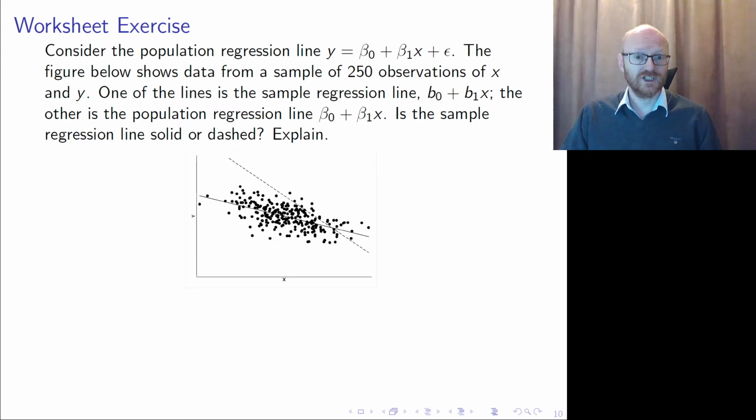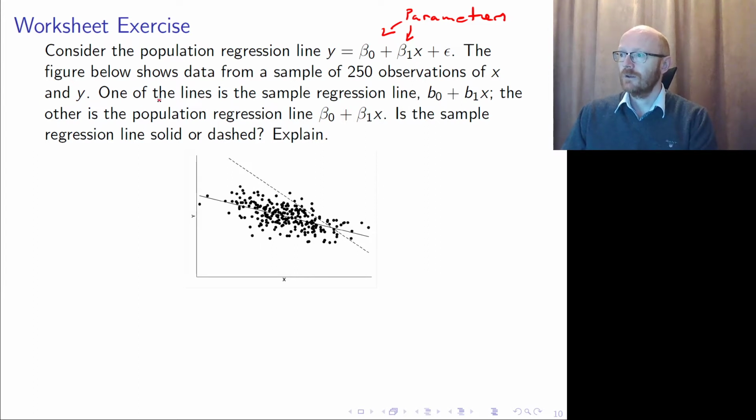So we have a worksheet exercise, which is task number 2 on the worksheet. Consider the population regression line, y equals this. These are the parameters, and they are not observable, okay? These are population parameters, the betas. And you are given the fact that the relationship between y and x is linear.